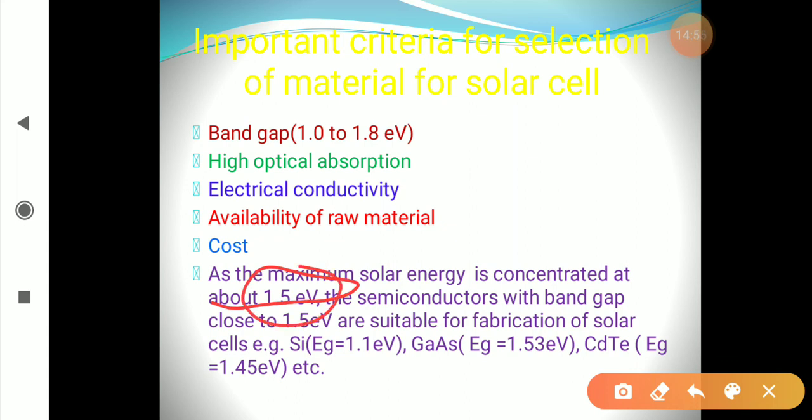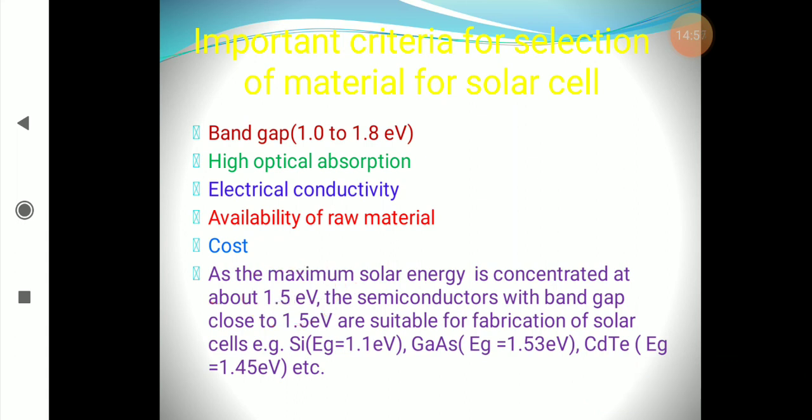So, we require a semiconductor with a band gap of nearly the same 1.5 electron volt energy, and they only are suitable for fabrication of solar cells. For example, silicon with 1.1 electron volt, gallium arsenide with 1.53 electron volt, and cadmium telluride with Eg as 1.45 electron volt.